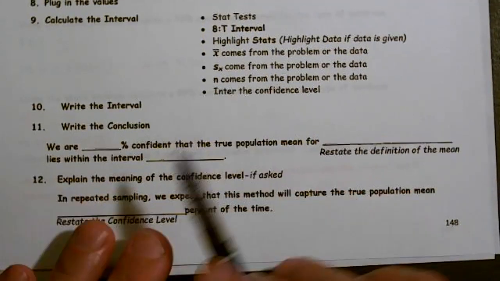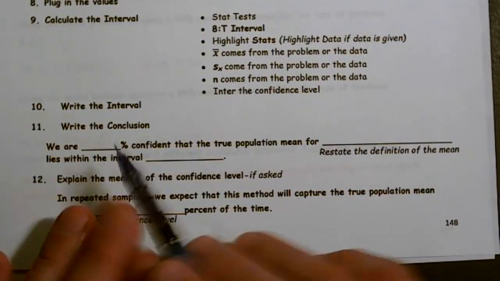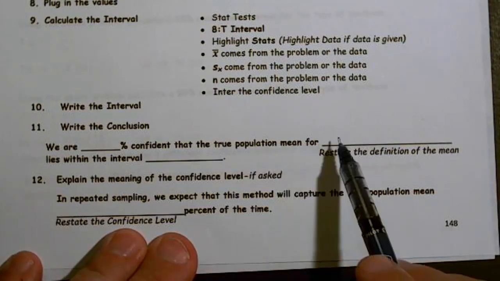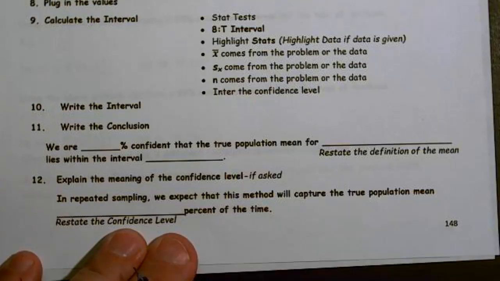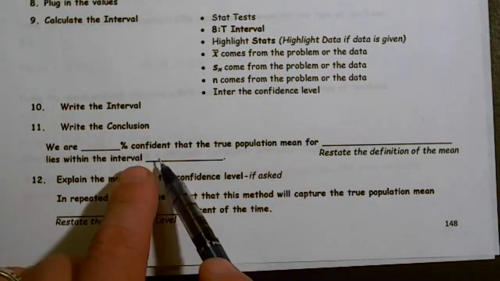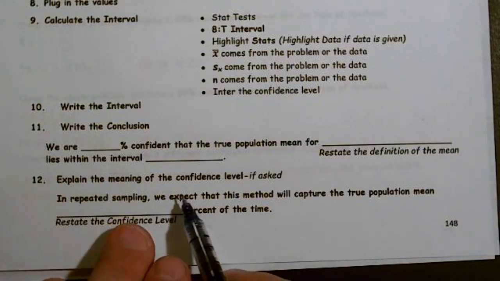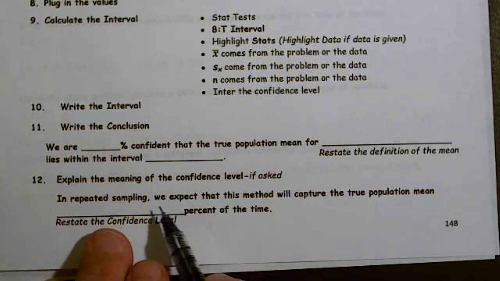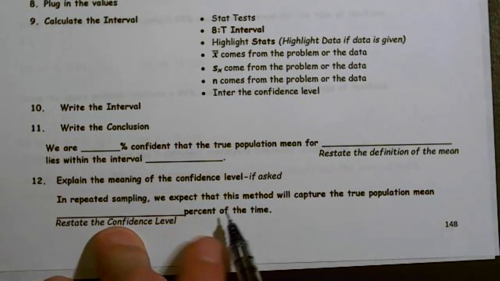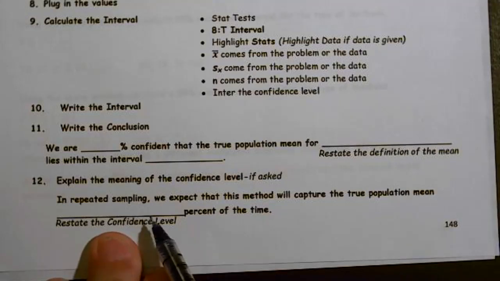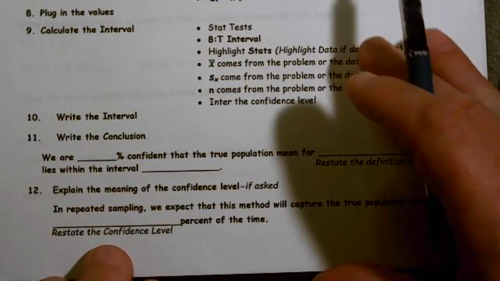And then we're going to write our conclusion. And our conclusion is going to always look like this. We are blank percent. And if we were 95%, we are 95% confident the true population mean, whatever our definition was that we gave above, lies within the interval lower bound, comma, upper bound. Sometimes it'll ask us to explain the meaning of the confidence level. And basically we'll say, in repeated sampling, we expect that this method will capture the true population mean of whatever our definition is 95% of the time. Okay, so here we go. Let's look at our first scenario.